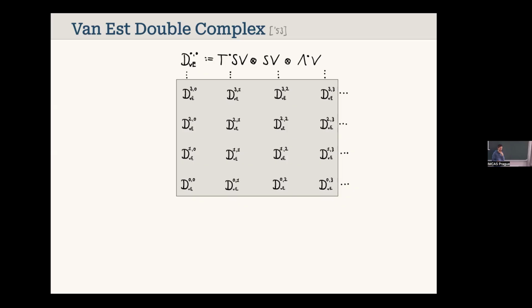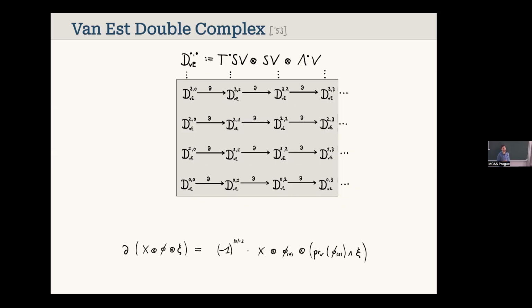Okay, now let's introduce some differentials on this double complex. First, the horizontal differential should go up here by 1, and it should increase the wedge degree by 1.